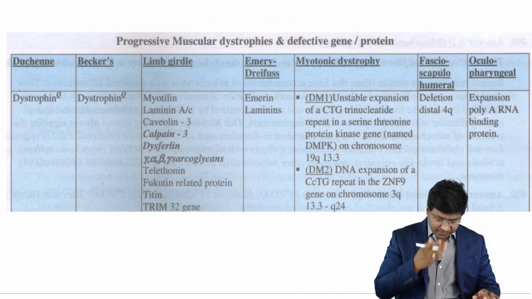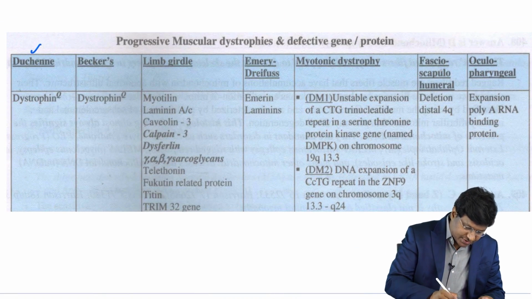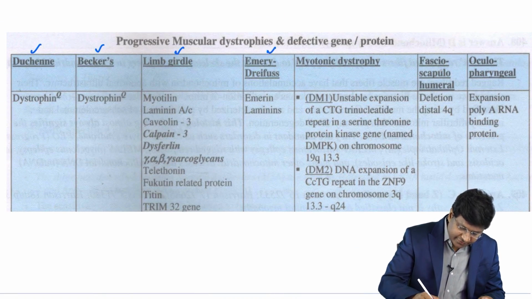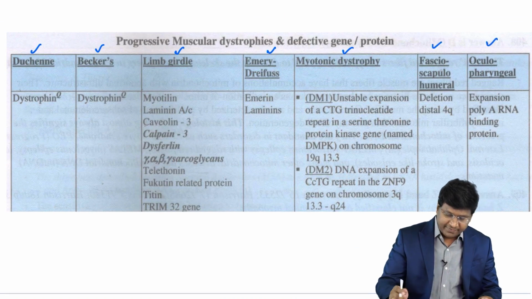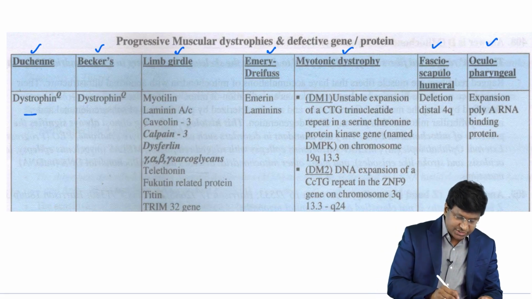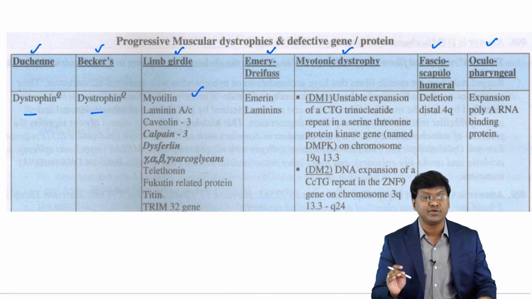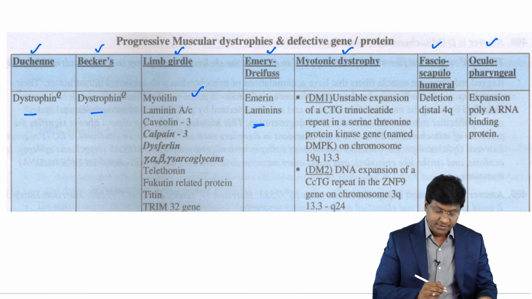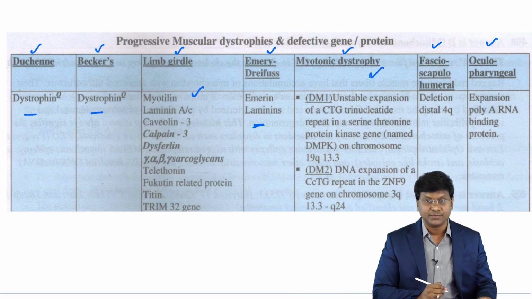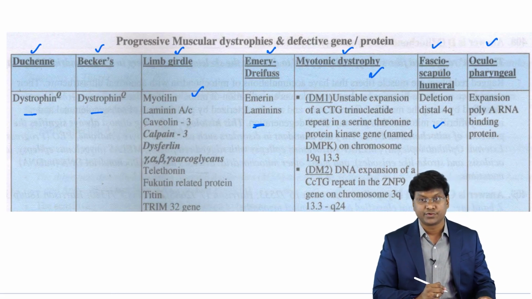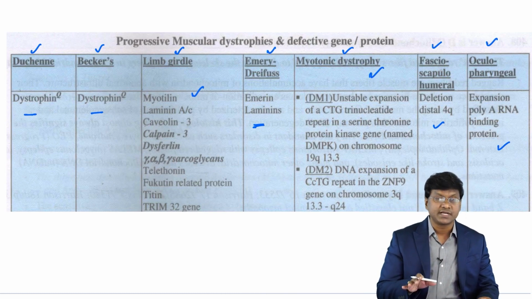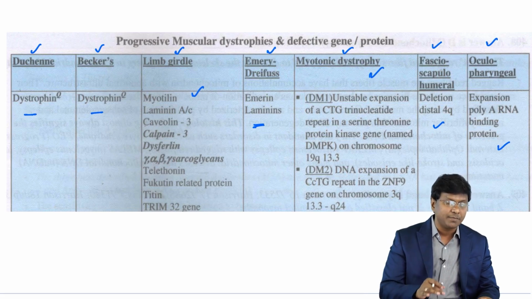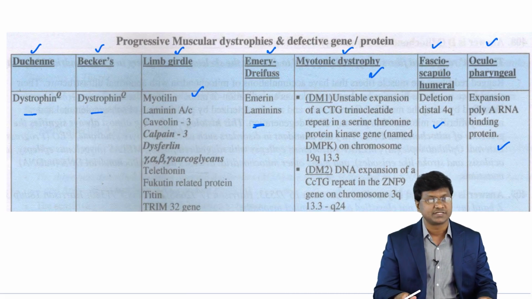These are all examples of congenital muscular dystrophies: Duchenne's, Becker's, limb girdle muscular dystrophy, Emery-Dreifuss, myotonic dystrophy, facioscapulohumeral, and oculopharyngeal. In Duchenne's, it is a dystrophin gene mutation. Even in Becker's, it is dystrophin. Whereas in limb girdle, it is myotilin, laminin, caveolin, calpain, and dysferlin. In Emery-Dreifuss, it is emerin as well as laminin. In myotonic dystrophy, it is DM1 and DM2. In facioscapulohumeral, it is deletion of distal 4q. In oculopharyngeal, it is expansion of poly-A RNA binding protein. So these are all the causes of congenital muscular dystrophies, and the answer among the options given to you is Duchenne's muscular dystrophy, right?